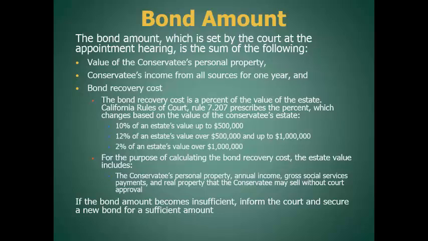If the court has granted the conservator the power to sell the conservatee's real property without approval or confirmation of the court under Probate Code Sections 2590 and 2591, the value of real property, less encumbrances, will also be included in the value of the estate for bond purposes. If the bond amount becomes insufficient, for example, if the conservatee's income increases, you must inform the court of the change and secure a new bond for a sufficient amount.